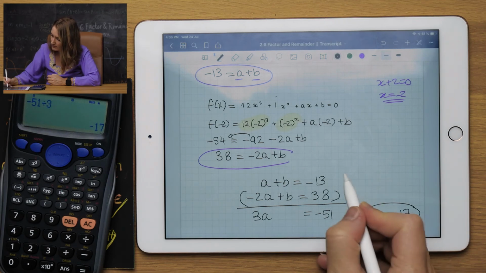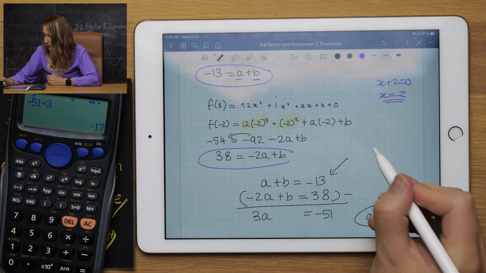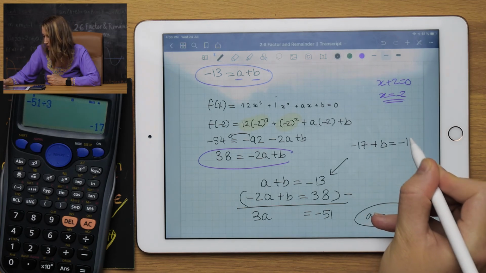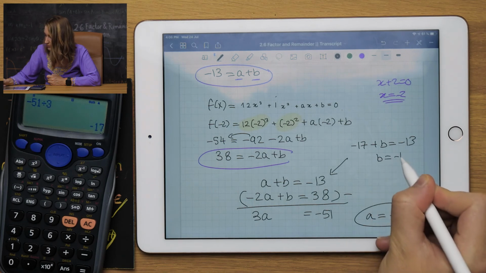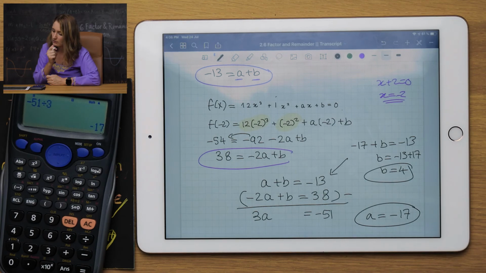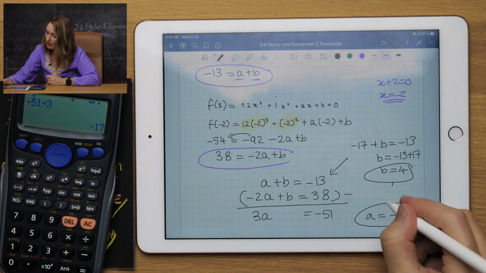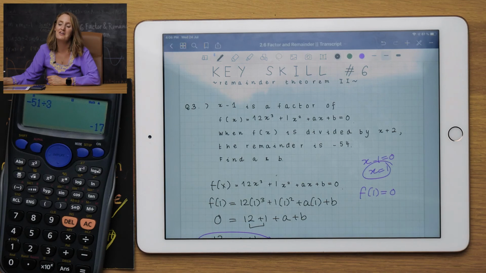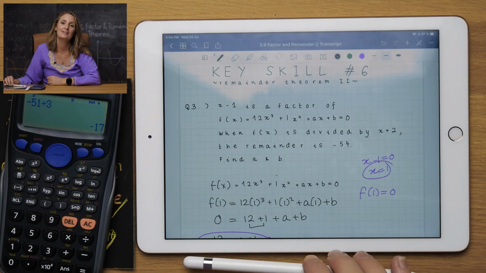To get b, we just simply substitute in here. So we've got minus 17 plus b is minus 13. b is equal to minus 13 plus 17. b is equal to 4. So there we go. We've got our a and we've got our b. The question asks us nothing else. So we are now completely finished.